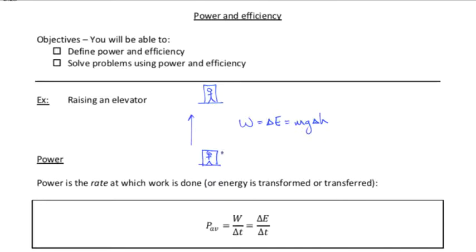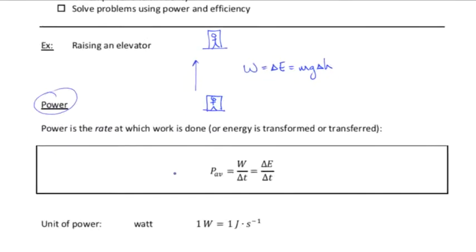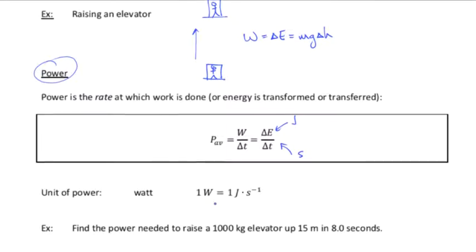So we need another way of thinking and talking about that, and that way is power. Power is the rate at which work is done, or alternatively, the rate at which energy is transformed or transferred. The average power over a time interval is equal to the work done in that time interval divided by the elapsed time, or equivalently, because work is transfer of energy, the change in energy divided by the change in time. And we've got joules in the numerator here and seconds in the denominator, so the unit of power is joules per second, which is given the special name of a watt.